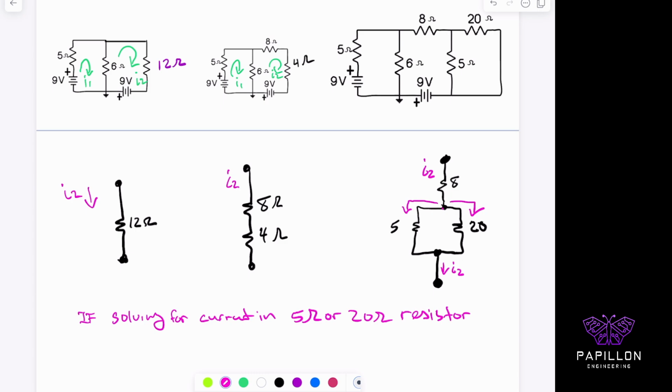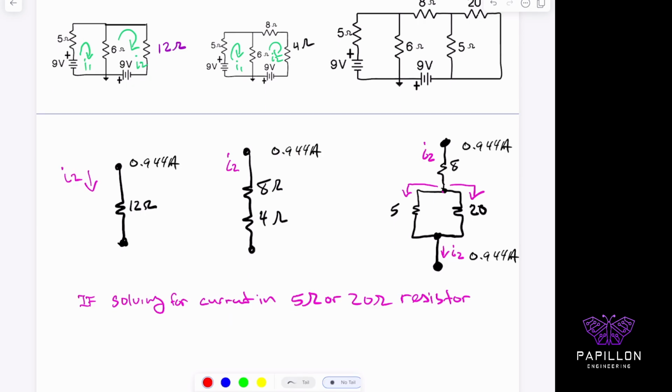So if you're solving for the current in either the 5 ohm branch or the 20 ohm branch, at that point it makes sense to use another technique, right? And that other technique in this case, there are a couple of options, but the one that might make the most logical sense is current division. Okay, so what was the current I2? What we'll see here is that the current here is 0.944 amps here, here, and here, and it temporarily splits across the 5 and the 20. It recombines here or here, and it's the same 0.944 here, right? So that's the important part, that it recombines at some point.